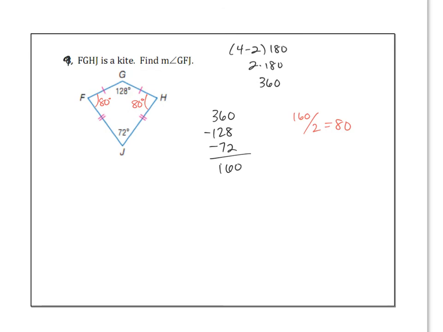So the measure of angle GFJ, if I trace that, is going to be 80 degrees.